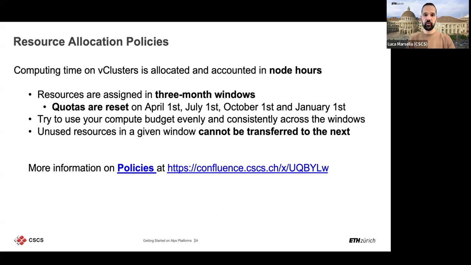You should use your compute budget as linearly as possible during each window, in the sense that we plan an ideal linear usage, so the budget should be evenly used over the 3 months, and also across the windows over the year. Unused resources, unfortunately, in a given window cannot be transferred to the next window. So it is crucial that you consume resources during the allowed 3-month allocation window.